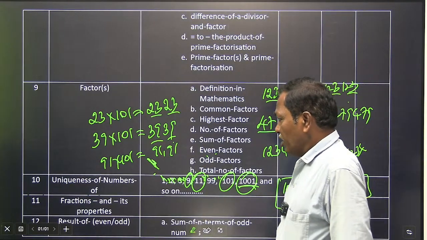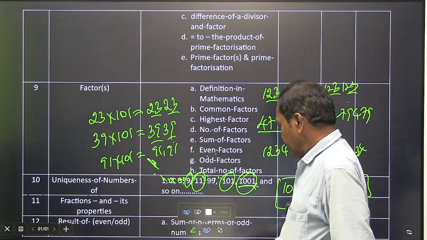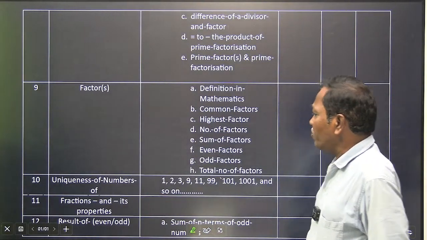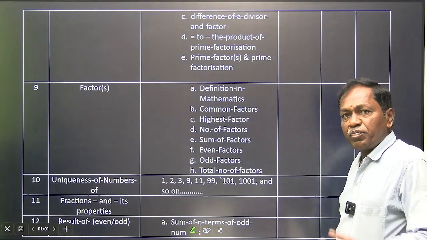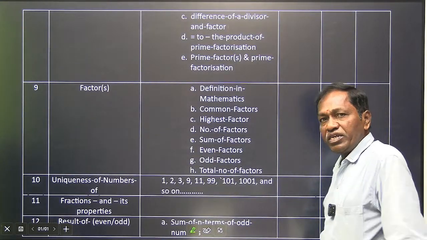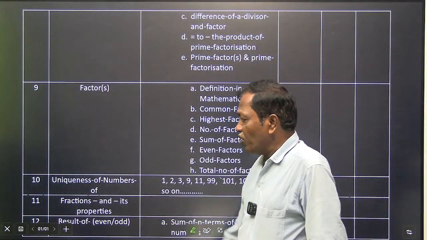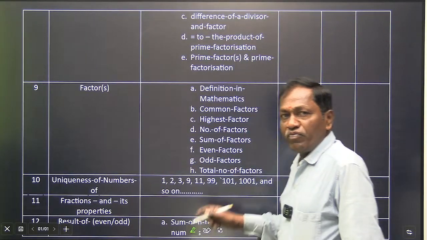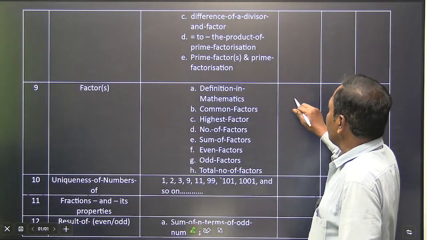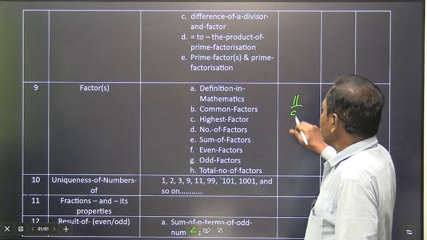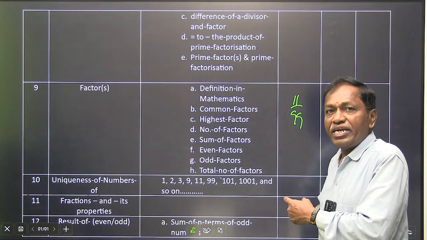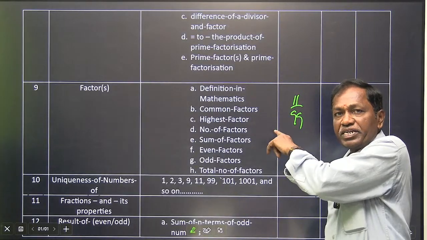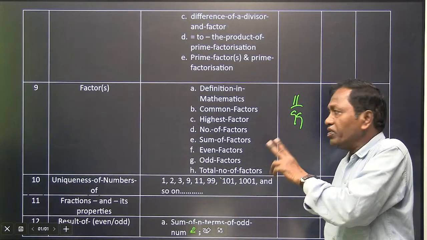Right. Now we can see fractions and its properties. What are the fractions? Say for example, proper fraction, improper fraction and mixed fraction. And there are certain properties that can be discussed. For example, any proper fraction is less than 1. Say for example, 11 by 99 is a proper fraction, always lesser than 1. When the numerator is lesser than the denominator, it is always lesser than 1.